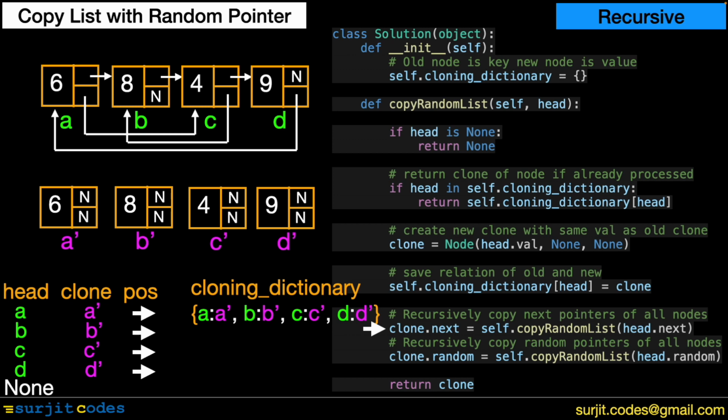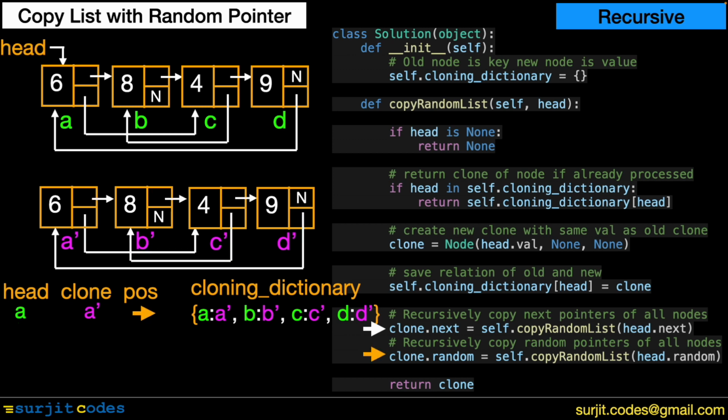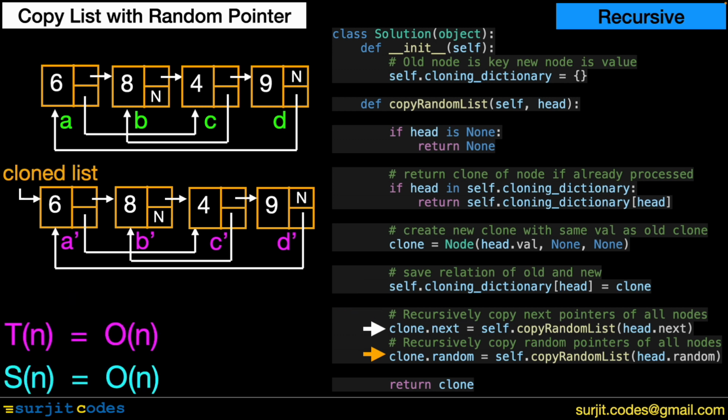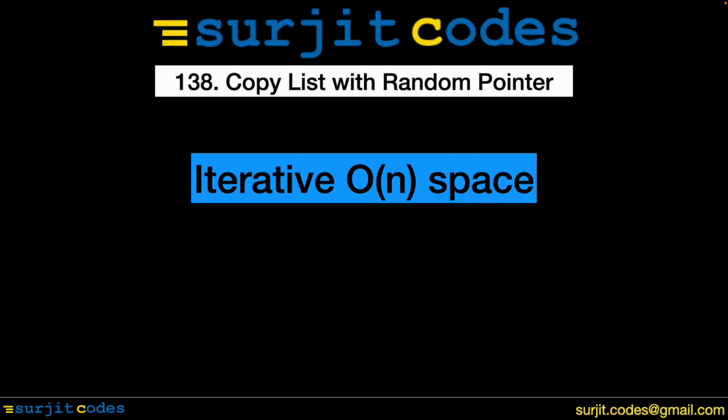Call stack grows as shown along with the dictionary. Recursion is called at statement with white mark to fix the next pointers and with orange mark to fix the random pointers. A prime is the final head of the output for which address is obtained from the dictionary. Time complexity is of the order of n and the space complexity is also of the order of n.